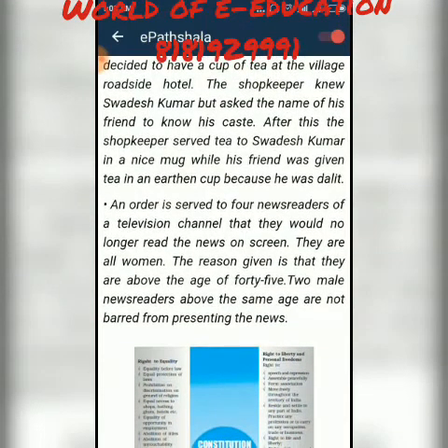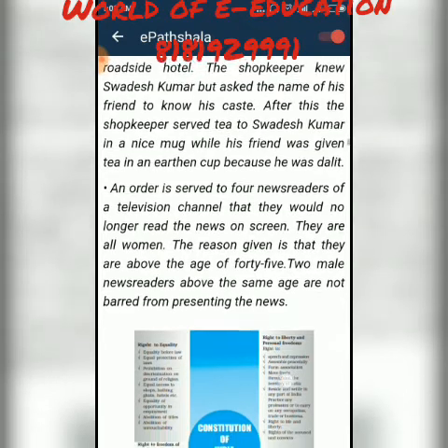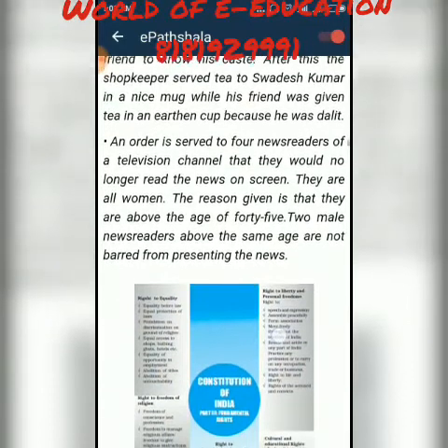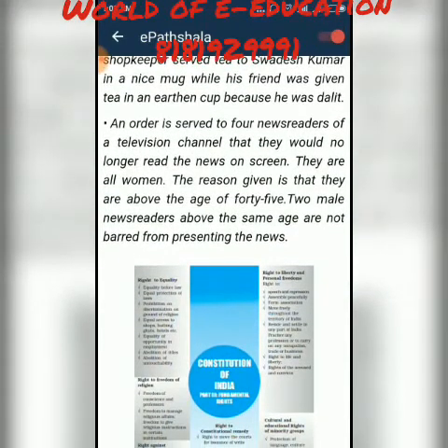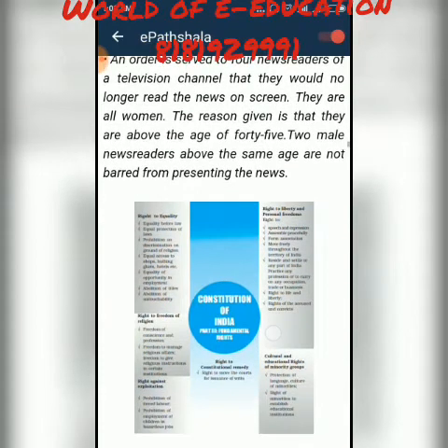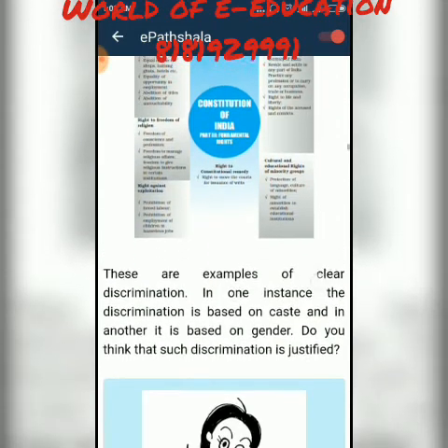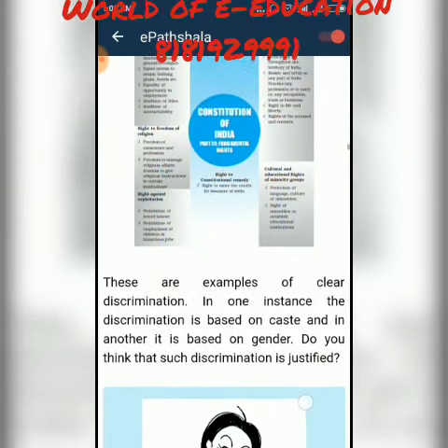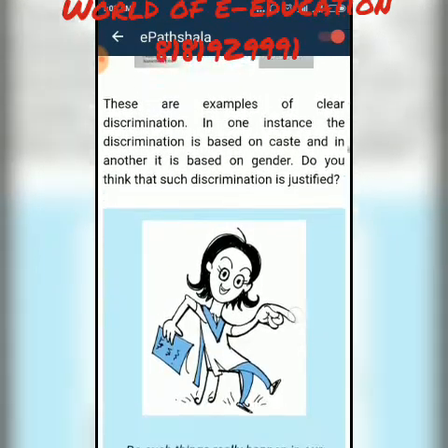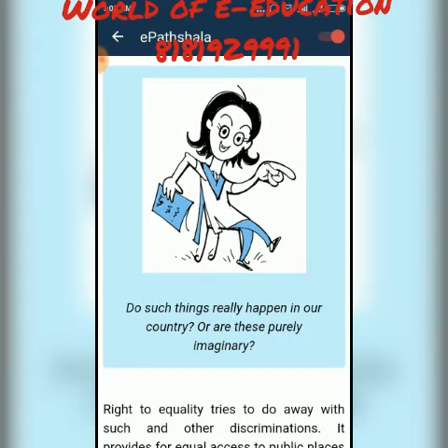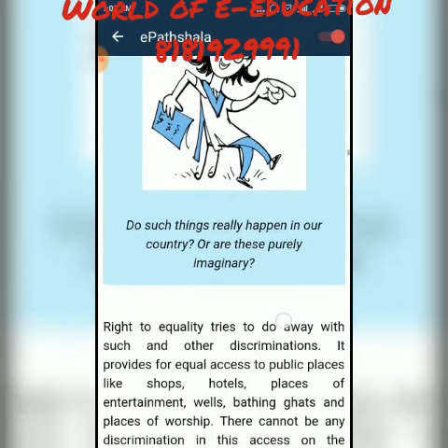An order is served to 4 newsreaders of a television channel that they would no longer read the news on screen. They are all women. The reason given is that they are above the age of 45. 2 male newsreaders above the same age are not barred from presenting the news. These are examples of clear discrimination. In one instance the discrimination is based on caste and in another it is based on gender. Do you think that such discrimination is justified? Do such things really happen in our country? Or are these purely imaginary?